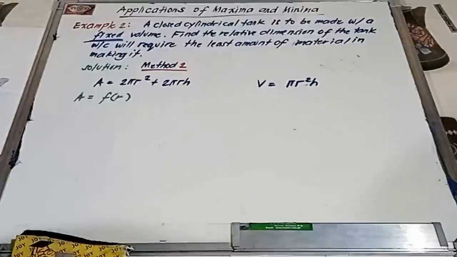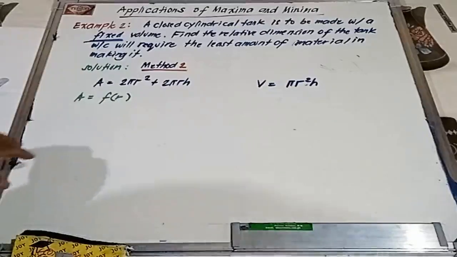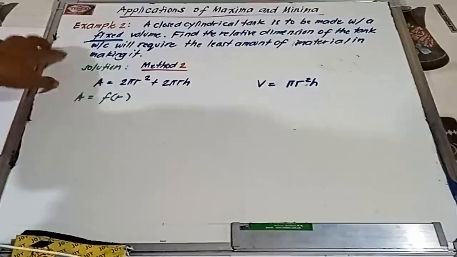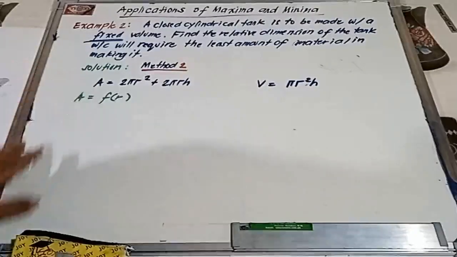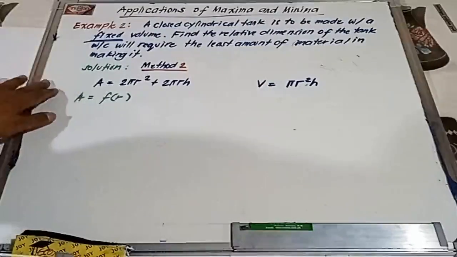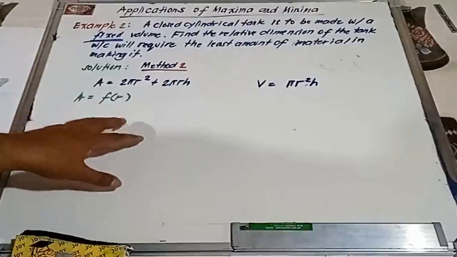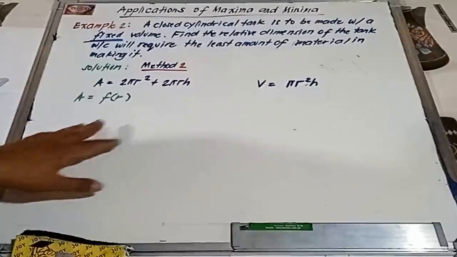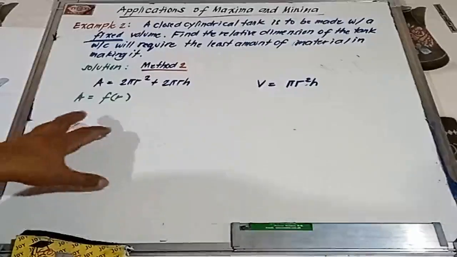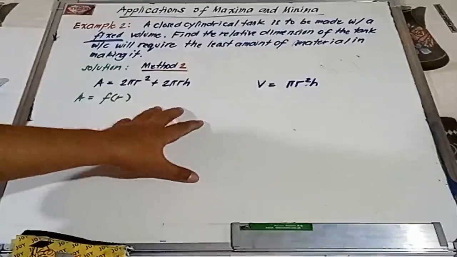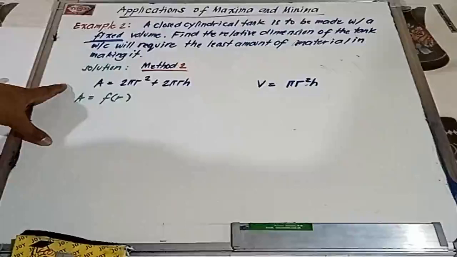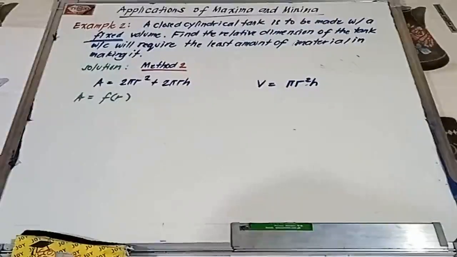So we're still on example number 2, but this time I'm going to solve this in a different way. Okay, and this is method number 2. Mapapansin yung ginawa natin doon sa method number 1 in solving this problem, gumawa pa tayo ng function A in terms of one variable. And it so happens, ang ginamit natin, A is a function of r. In this method, hindi na tayo magka-come up pa into a formula consisting of one independent variable with respect to the surface area. Okay? So, diretso na.